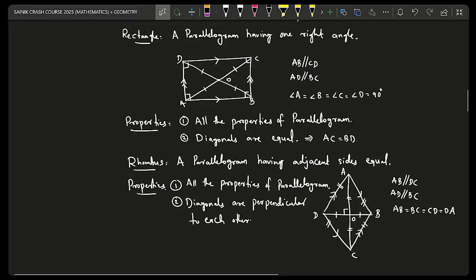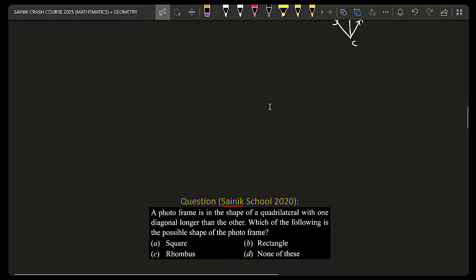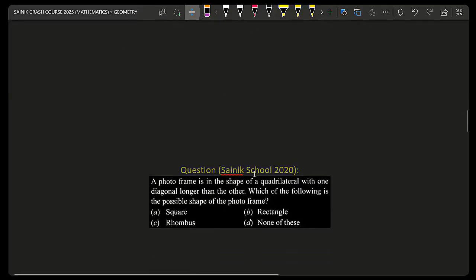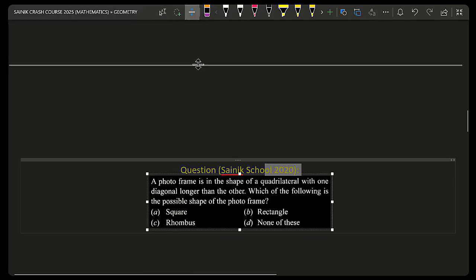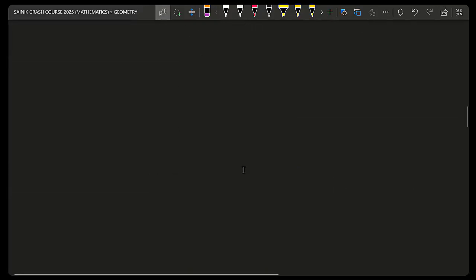Sir, is a parallelogram a square? Every square is a parallelogram, but every parallelogram need not be a square. Square we are going to discuss next. Okay, sir. So the next figure is going to be a square. A square we can define in two different ways. Either we can define it from a rectangle or we can also define it from a rhombus. Okay, let's discuss square now.